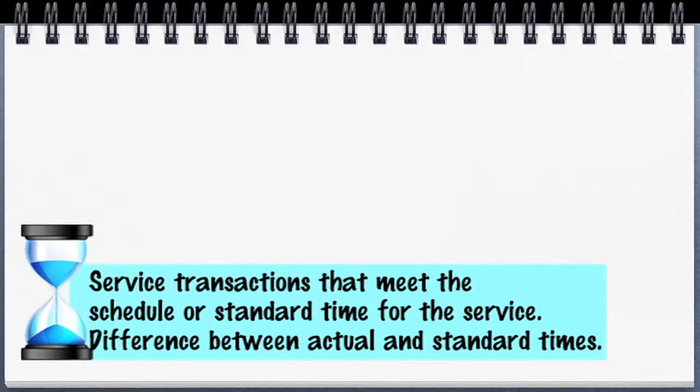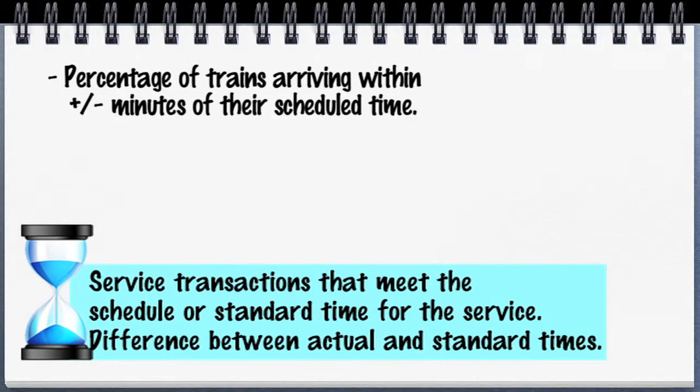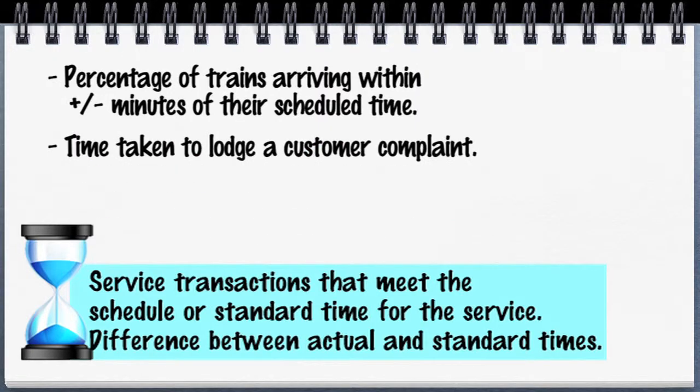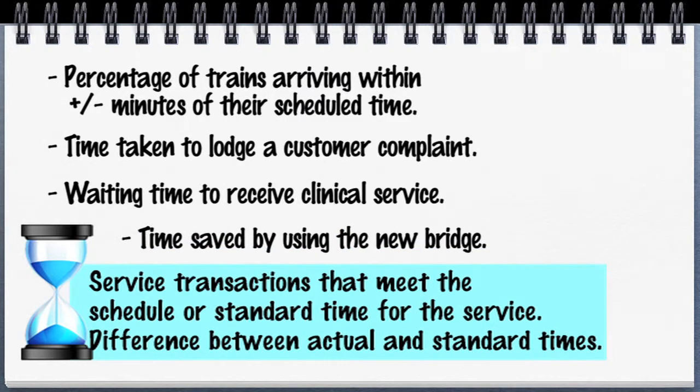Timeliness. Service transactions that meet the schedule or standard time for the service. Difference between actual and standard times. Timeliness includes the time for the customer to receive, use, fully delivered and elapsed time from one point to another point, in hours, days. Examples of timeliness indicators are: percentage of trains arriving within more or less minutes of their scheduled time, time taken to lodge a customer complaint, waiting time to receive clinical service, time saved by using the new bridge, and many others.